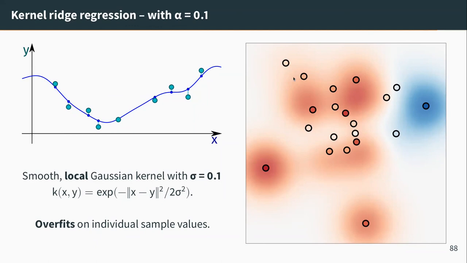And here you see that since my Gaussian kernel has compact support, if I take a very small radius, then you see that outside of the training data, I have zero information. And so the model just says zero. That's what picking a local Gaussian kernel does for you.